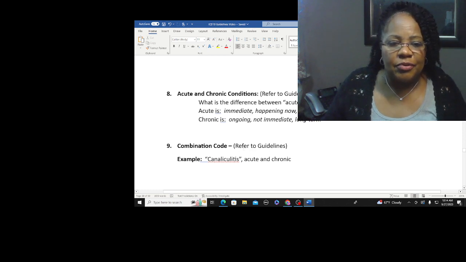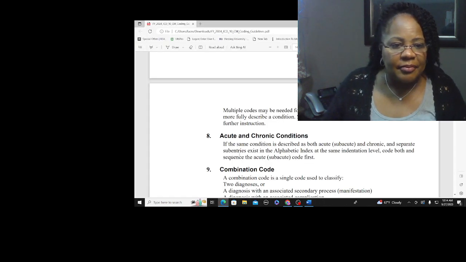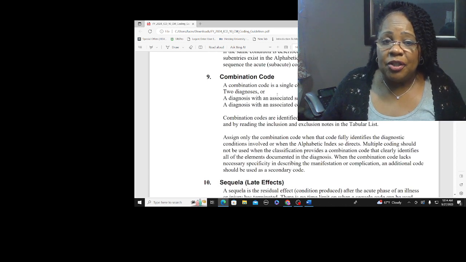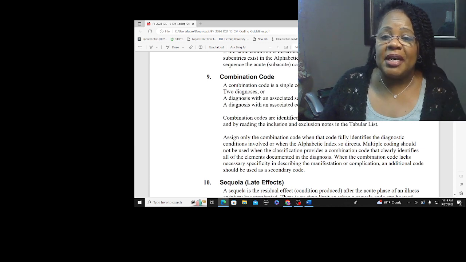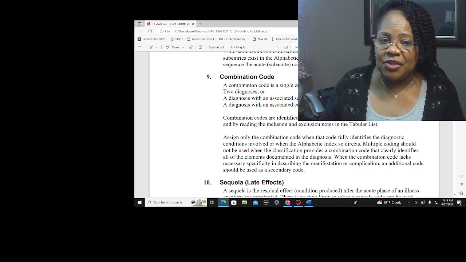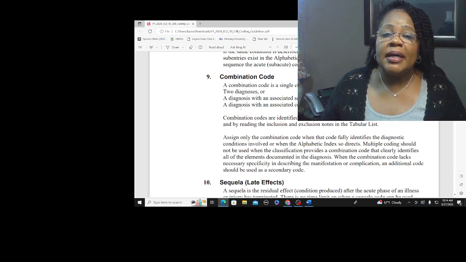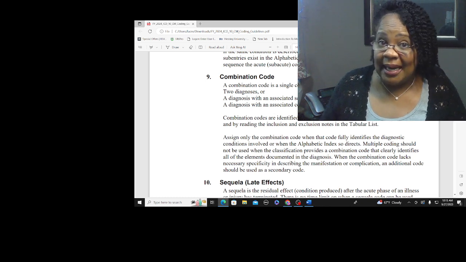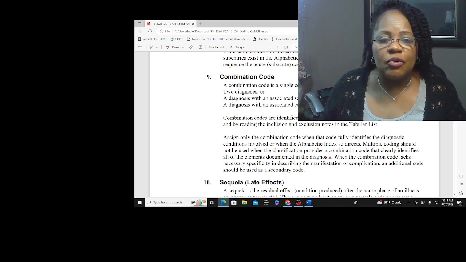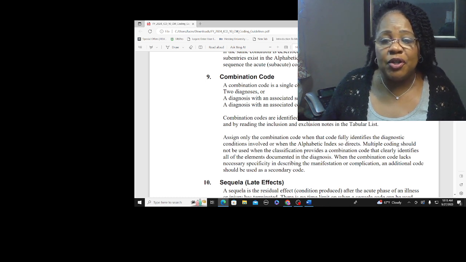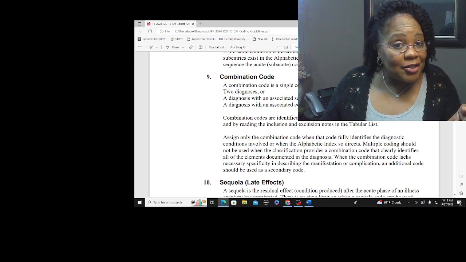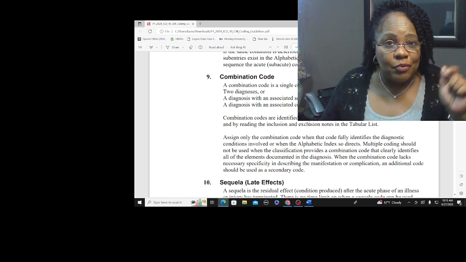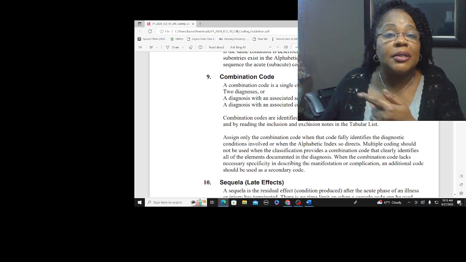And then combination codes. Let me go to combination for 9. A combination code is a single code used to classify 2 diagnoses or a diagnosis with associated secondary process or manifestation, which we just identified, or a diagnosis with an associated complication. Combination codes are identified by referring to subterm entries in the alphabetic index and by reading the inclusion and exclusion notes in the tabular list. Remember, we talked about inclusion and exclusion in last week's video.